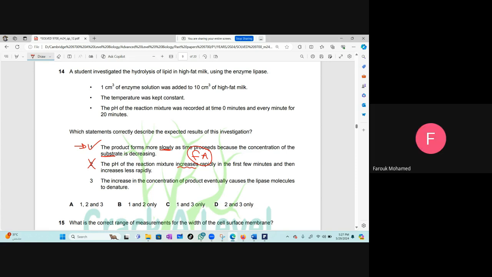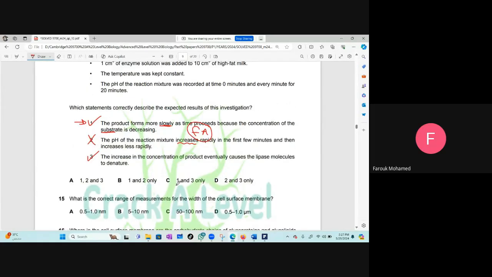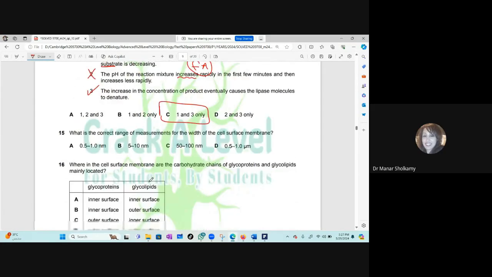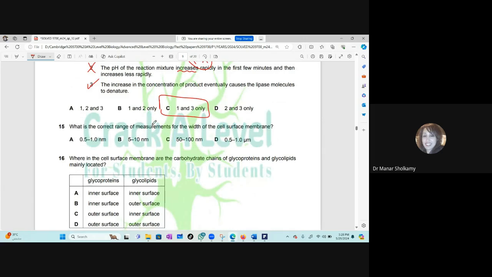Yes, because they decrease the pH. Excellent. Well done. Yes. So the answer is C. Well done. Amazing. This is a very good job. 15. What is the correct range of measurements for the width of the cell surface membrane?